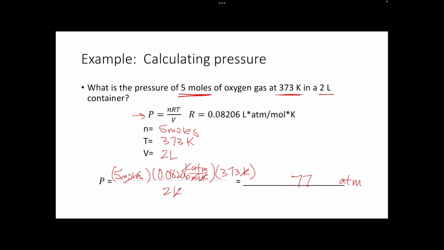Now, if you did not have this, and you just had PV equals nRT, you could just plug it in. We would know that we don't know our pressure, but our volume would be 2 liters. Then we would have this same thing at the top, 5 moles. This is what we did in class, times 0.08206 liters atmosphere per mole Kelvin, and times 373 K. You could solve it this way, and we would end up getting the same answer.